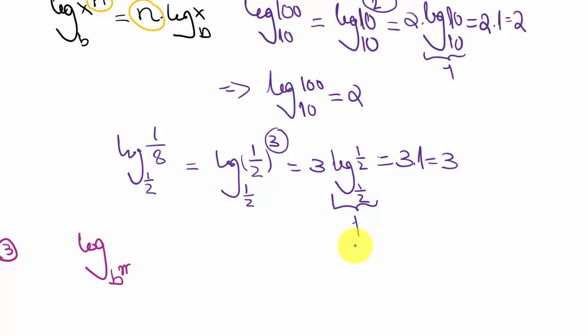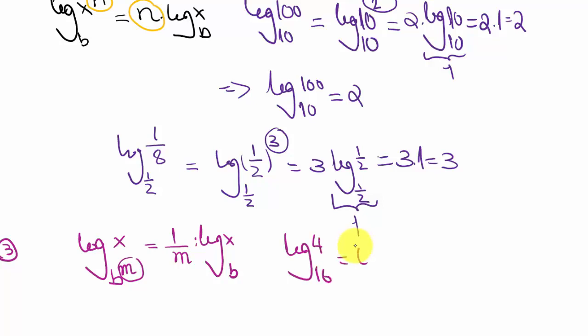The third property is kind of similar to the second property, with the difference that we have the power this time on the base. Log base b to the power m of x. Here we can still move this power to the front, but this time we reverse it: 1 over m times log of x in the base b.